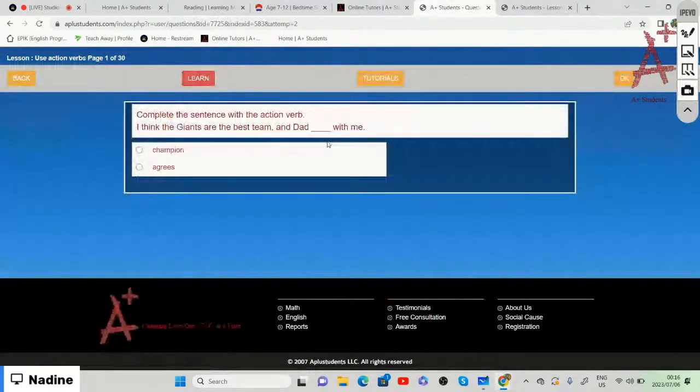All right, we need to complete the sentence with the action verbs. I think the Giants are the best team. And Dad, what with me? Does Dad champion with me or does Dad agree with me? We need to choose the correct one. Is it option one, which is champion, or option two, which is agrees?